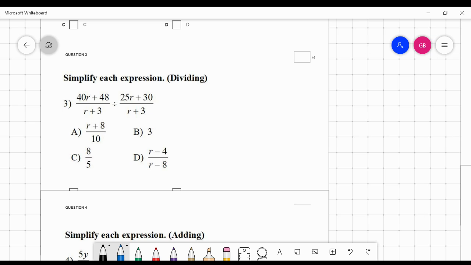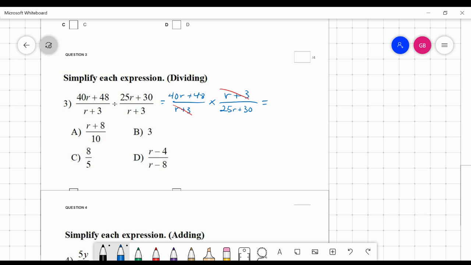Okay, number 3. Dividing. So I have to do keep, change, flip. So let me do that first. 40r plus 48 over r plus 3. Change it to multiplication and then flip. Flip the second fraction. Okay. So the first one puts out our r plus 3s.